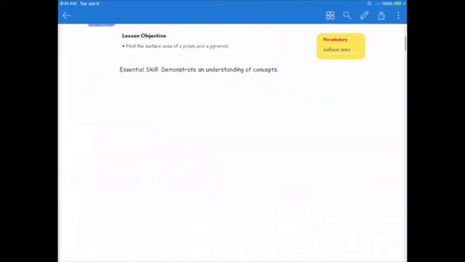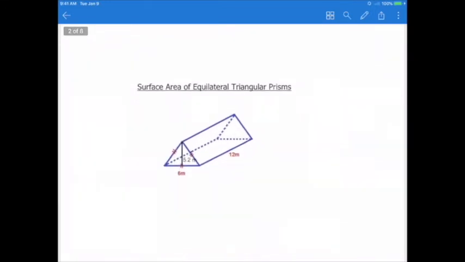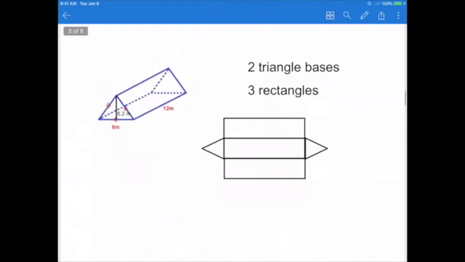Okay, so a couple things. What we're doing today is we are going to find the surface area of equilateral triangular prisms. So let's go over a few things first before we actually figure it out.